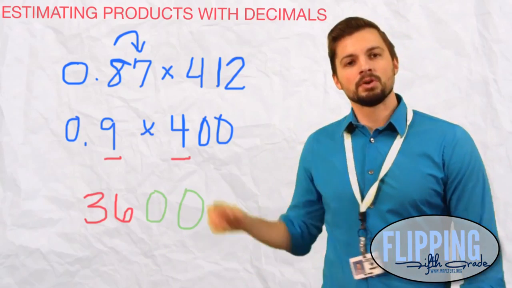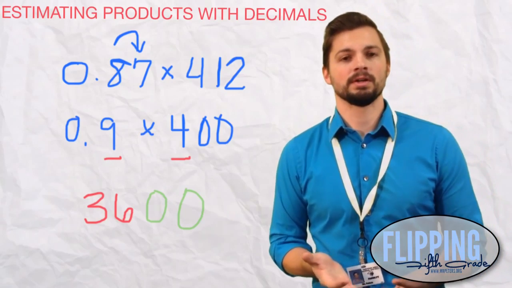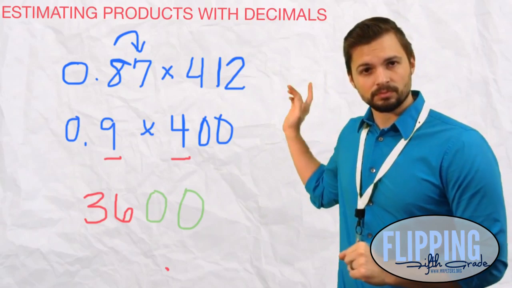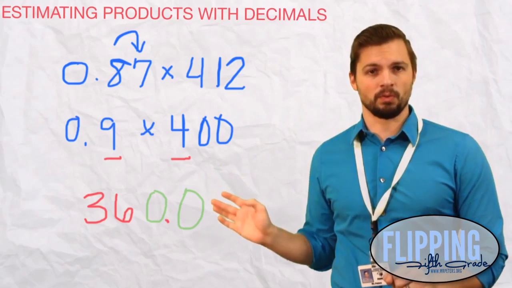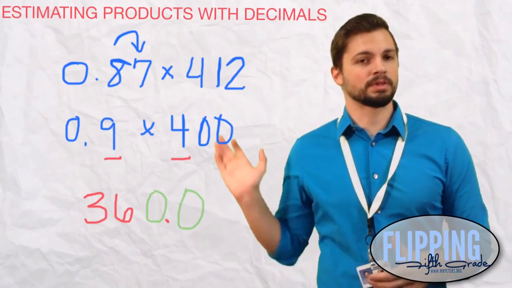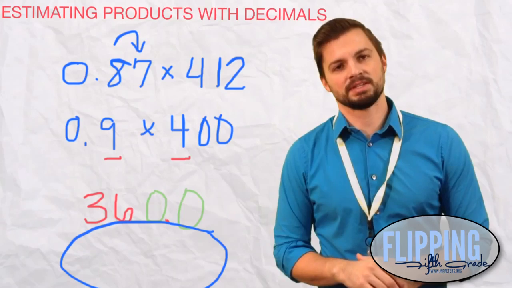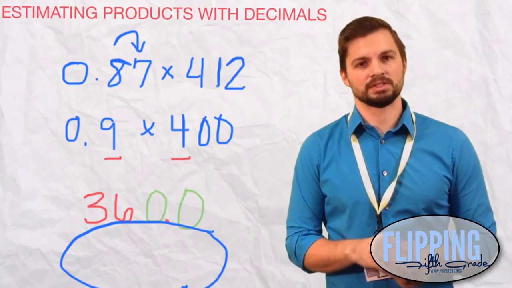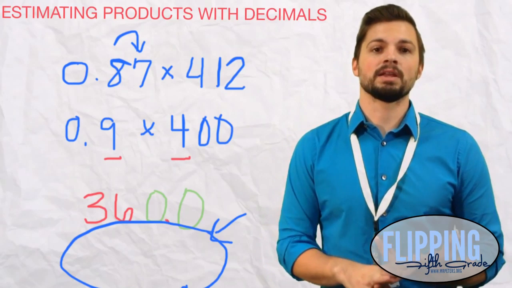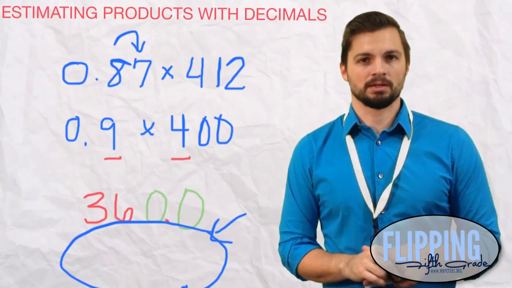The problem is we have 1 digit behind the decimal, that 9. Therefore, we need 1 digit behind the decimal in our answer. So we start to the right and we work 1 digit over. So for our answer, we'll put the decimal between both zeros. So our answer is now 360, not 3,600. And that's how you use compatible numbers and estimating to find about what your product should be with decimals.